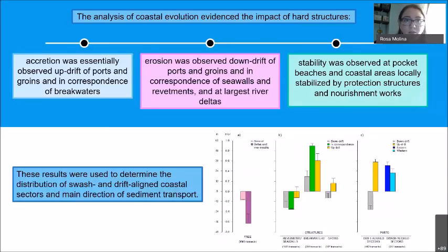The analysis of coastal evolution evidenced the impact of hard structures. Accretion was essentially observed updrift of ports and groins and in correspondence of breakwaters. Erosion was observed downdrift of ports and groins, in correspondence of seawalls and riverbeds, and at larger river deltas. And stability was observed at pocket beaches and coastal areas locally stabilized by protection structures and nourishment works.